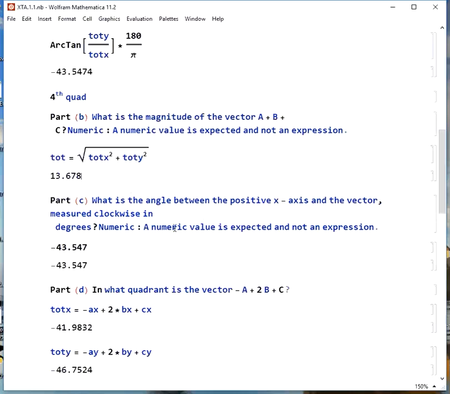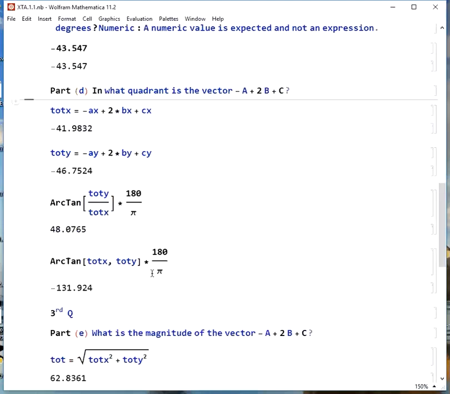What is the angle between the positive x-axis and the vector measured clockwise in degrees? If we measure clockwise, that would mean we'd end up with 43.57 degrees in the clockwise direction. In what quadrant is the vector negative a plus 2b plus c? Well, we have our components, so we just take negative a, 2 times b, plus c, and add them together. We get negative 41.98 for x and negative 46.75 for y.